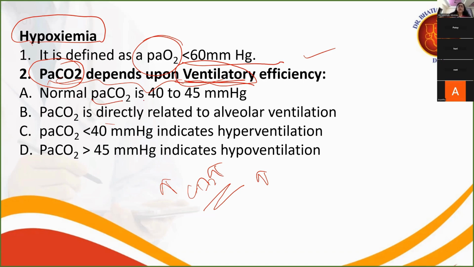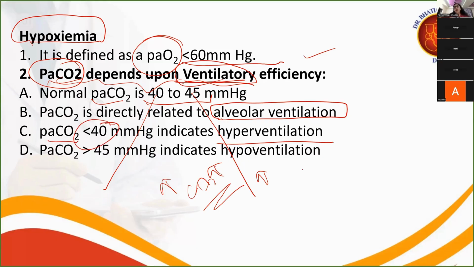Normal PaCO2 is 40 to 45. At the arterial level it is 40, at the venous level it is 45. So PaCO2 is directly related to alveolar ventilation. If you hyperventilate, that is you breathe out more CO2, the partial pressure of CO2 will drop. If you hypoventilate, because of depression of the brain's respiratory center, or because of muscle paralysis, or because of over sedation, there will be a rise in the partial pressure of carbon dioxide.